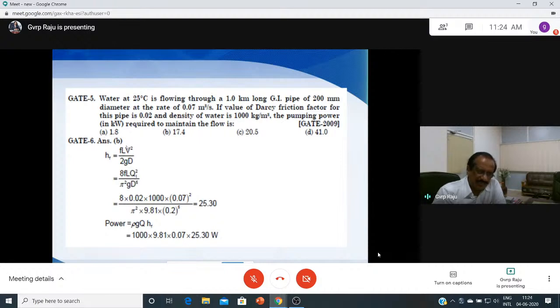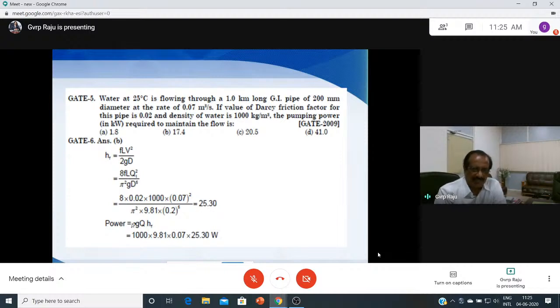These two are the same. Only in place of V, he has taken Q by A, since Q is equal to AV. So now f is known here: 8 into 0.02, L is 1000, and the discharge he has given is 0.07 meter cube per second. So 8 f L Q square, divided by pi square, g is 9.81, and D is the diameter, 200 mm. Convert into meters, that is 0.2 meters, so this is 0.2 to the power of 5. This gives 25.30, so hf is equal to 25.30 meters.